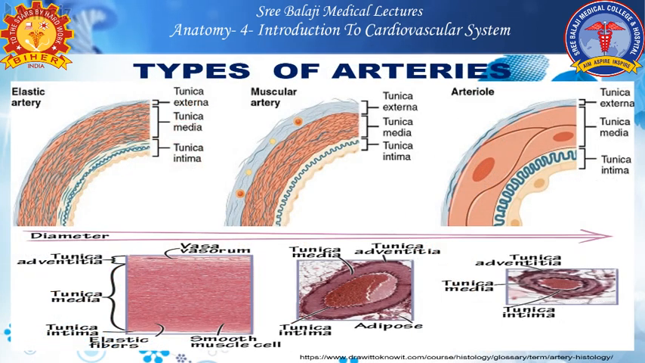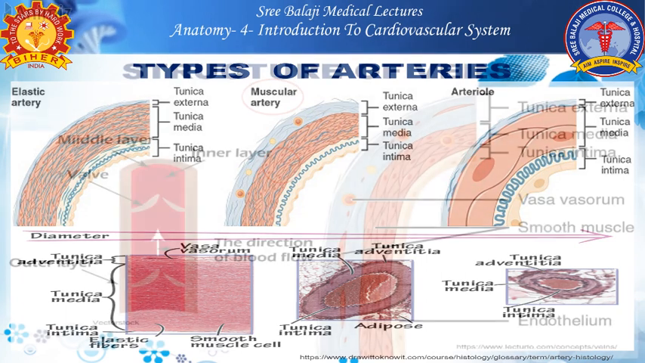This is the anatomical classification of the arteries. We can see elastic artery or the large sized artery, where the tunica media is mainly made up of elastic fibers. Then the medium sized arteries or the muscular arteries, in this the middle layer, that is the tunica media, is mainly made up of smooth muscles.